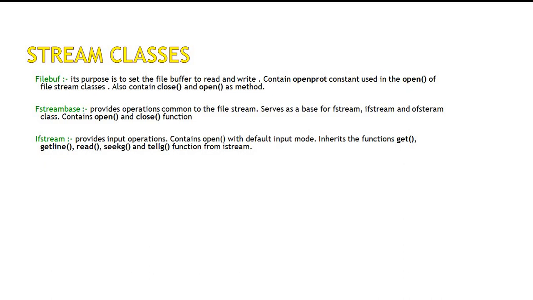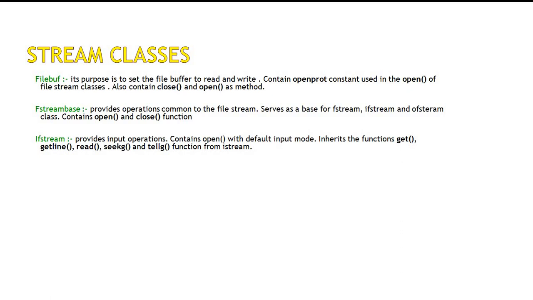File stream classes: file buffer, stream buffer, file stream base, input file stream. File buffer: its purpose is to set the file buffer to read and write. It contains the open constants used in the open of file stream classes. It also contains the close and open methods.